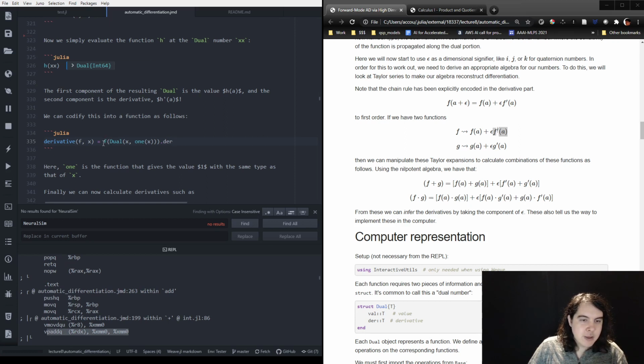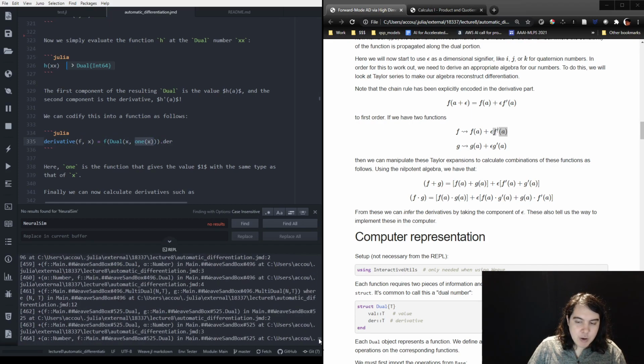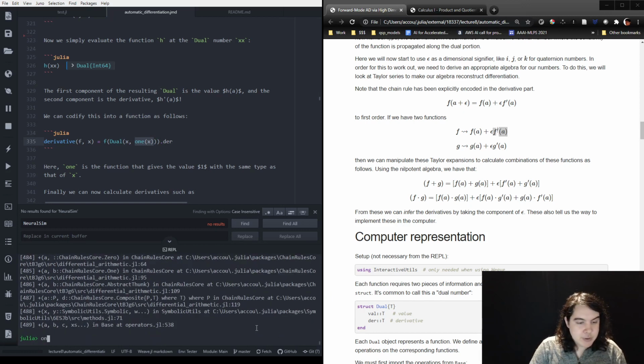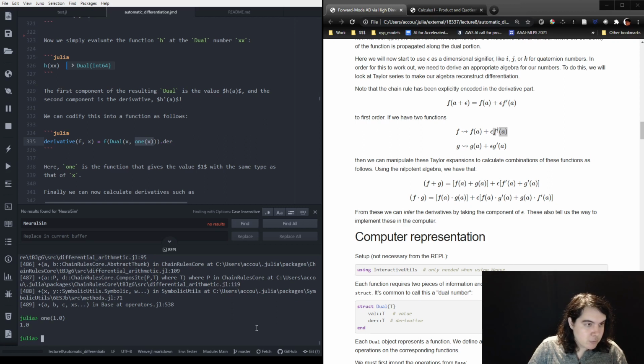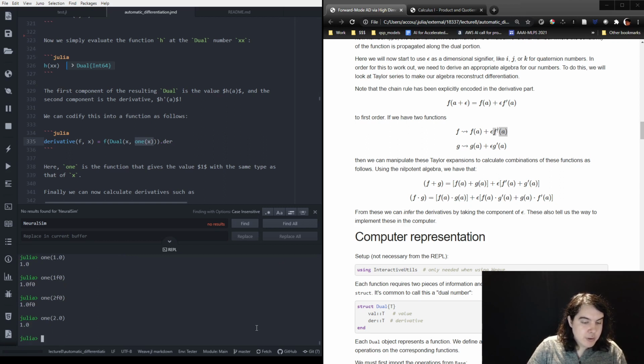So let's look at this again. We want to calculate the derivative of f with respect to x. So what we do is we define a dual number, which is x and one of x. What is one of x? Well, one is this function that returns a 1 of the same type. So one of 1.0 is 1.0, and one of 1f0 is 1f0. Let me actually do this on 2 because it'll be more clear. 2.0 is a Float64, and one of 2.0 is 1.0, Float64. 2f0 is a Float32, and one of 2f0 is 1.0, Float32. So this is just giving us a 1 that is of the same type.